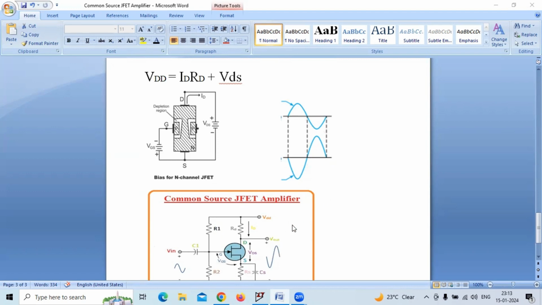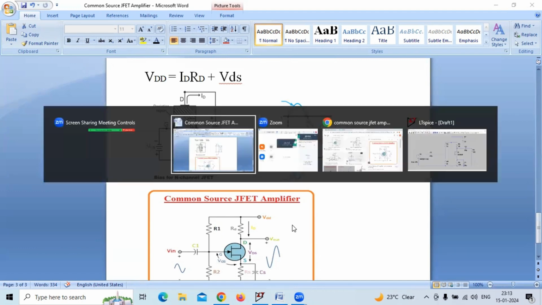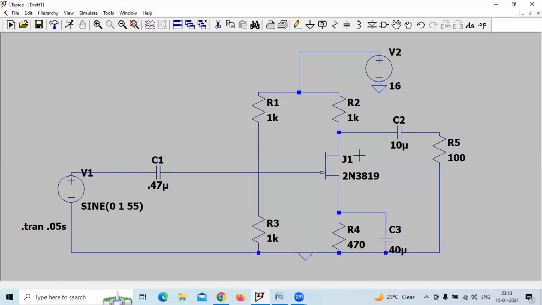Okay, so now we'll see how we'll perform this in LTspice. We'll simulate it in LTspice. I've already drawn the circuit diagram. So we have two sources here, one for VDD and this is VGS. We have three coupling capacitors, and this is the potential divider circuit, and this is the load resistance, and this one is the JFET.